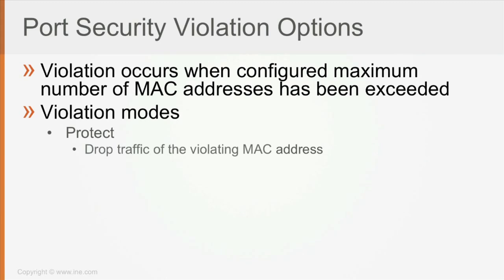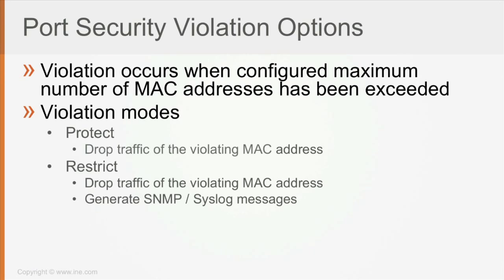So as in the use case, you have configured up to 2 MAC addresses to be learned on a switch port, and the switch has learned 2 MACs on that port, and then the third MAC shows up. So when the third MAC shows up, what do you want the switch to do? One option is to drop traffic of the violating MAC address, which is clearly a good thing. You don't want to let the new MAC address, which could be an attacker, to send traffic in the network.